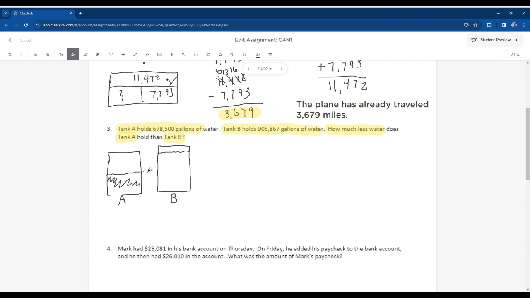Now, we can see, based on where tank A is, tank B holds more water than tank A. We need to solve how much less water tank A holds than tank B. Another way of thinking of this is how much more water tank B holds than tank A. Either way, we will need to subtract the amount that tank A holds from the amount that tank B holds.